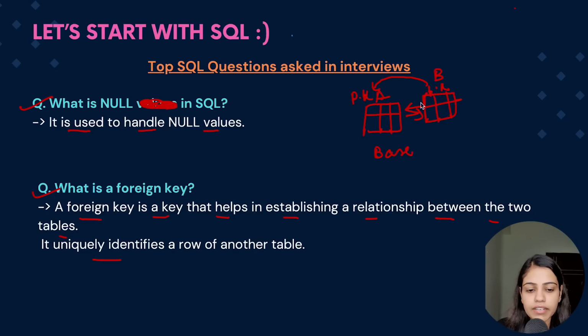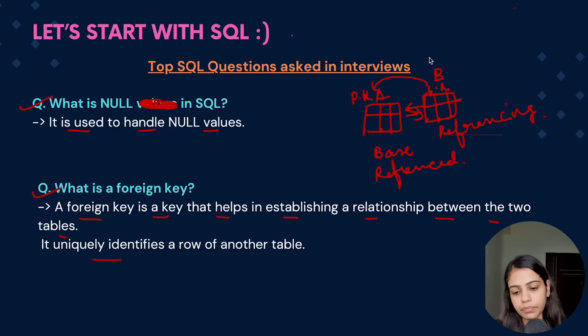So a foreign key is a key which takes reference from the base table. So it is also called the referencing table, and the table from which it is taking reference is called the reference table, or you can say the base table. And a foreign key in a given table can also act as a primary key, or can also not act as a primary key. So it is not important for a foreign key to act as a primary key for another table. It just takes reference from the primary key of table A and establishes a relationship between the two tables.